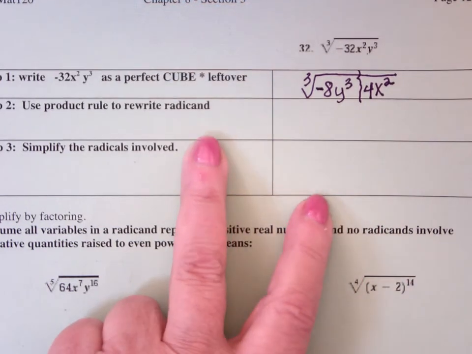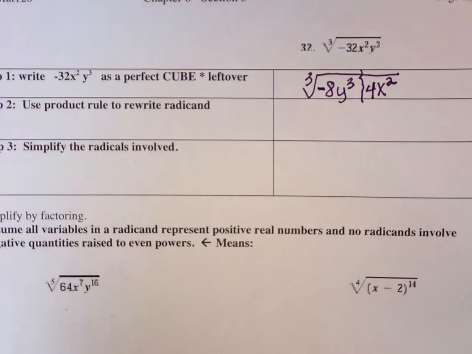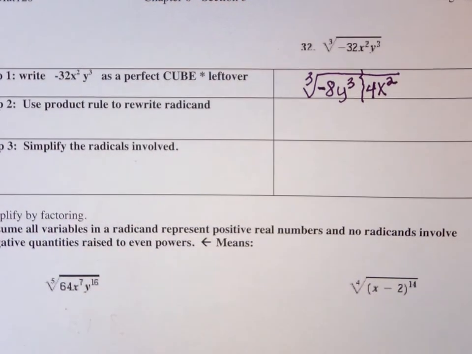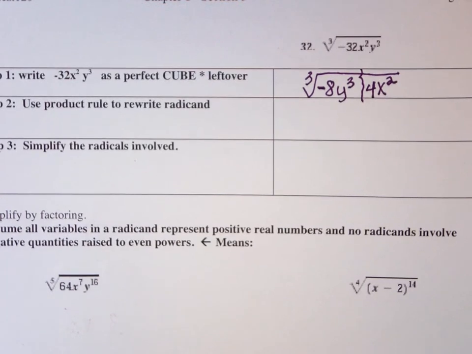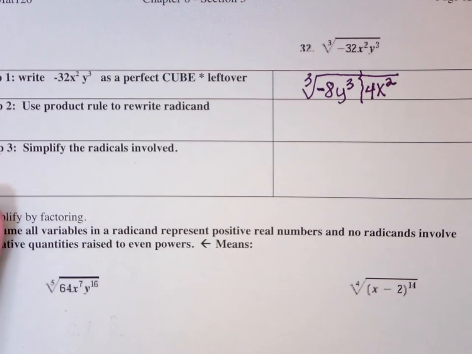When it's a negative, the negative always goes inside, for the odd index. Yes, because you can take the cube root of negative 1, because negative 1 times negative 1 times negative 1 is negative 1. If it were a square root, then it's not a real number, so the negative can't go anywhere. It just stays where it is because you can't do anything with it anyway. At least not yet.